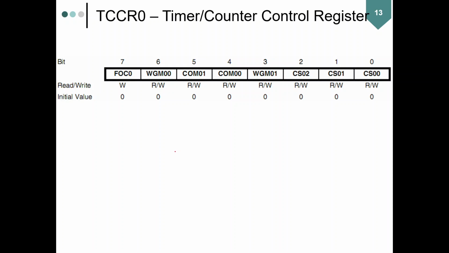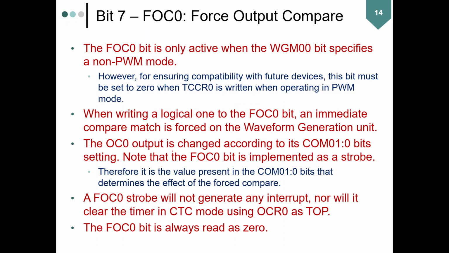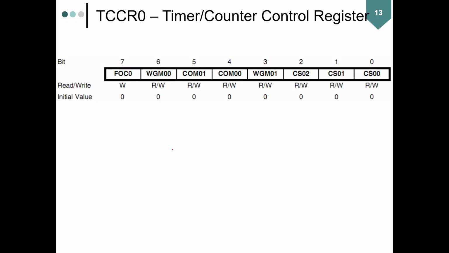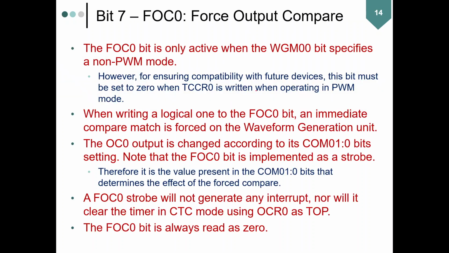Now, this is the timer counter control register. So what all does it have? You see that it is an 8-bit register and it has the bits CS00, CS01, CS02. So these are 3 bits performing some function. Let's see that. Then you have WGM01, then COM00 and COM01, here you have WGM00, and here you have FOC0. Now this one is only for writing, these are for reading, writing, and all other bits are read-write bits. Initial values are all 0 whenever the microcontroller is reset.